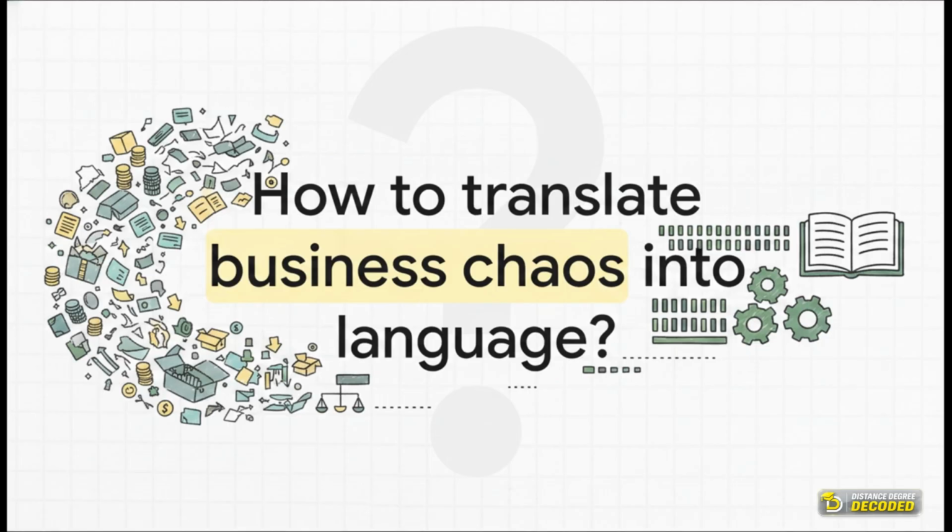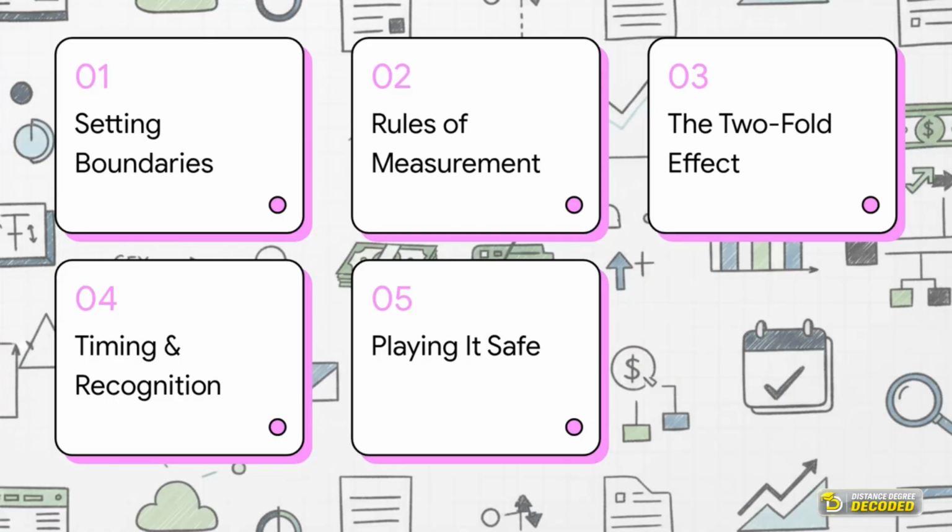So don't just think of accounting as boring record-keeping. Think of it as a framework. It's a way to standardize the madness so that anyone, anywhere, can pick up a financial statement and know exactly what's going on. Here's what we're looking at today. We're going to set the boundaries, figure out the rules of measurement, look at the twofold effect, tackle timing and recognition, and finally learn how to play it safe.